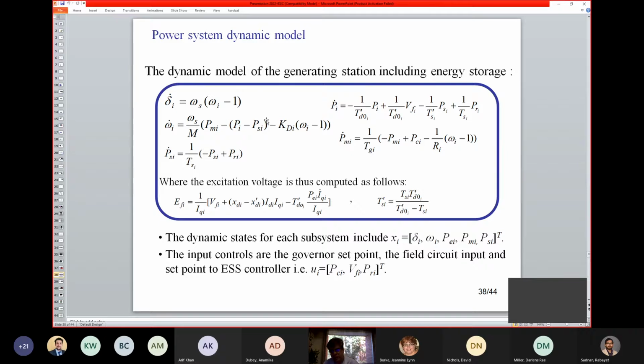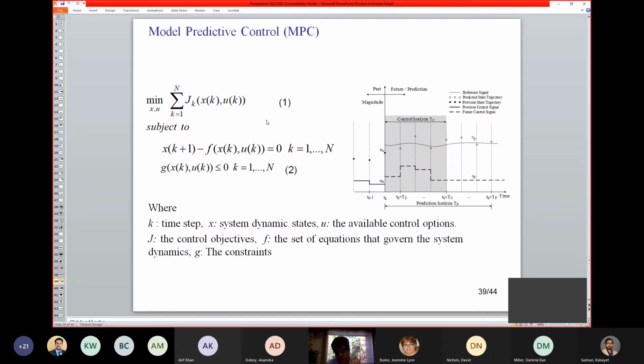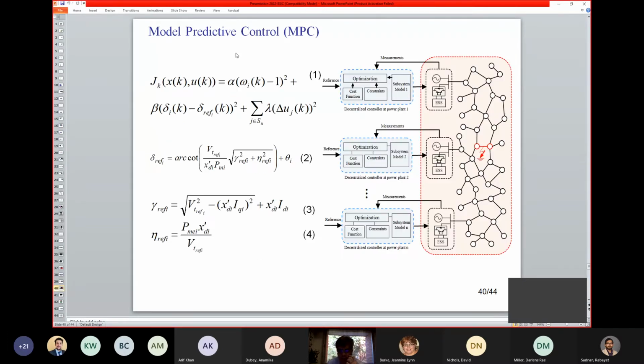Once you have the model, you can develop many different controllers. There we used an MPC type of controller, but again, you can use any other controller that you prefer. We developed the model predictive control approach, and the objective was interesting. The main objective, of course, was to make sure the synchronous generator remains synchronized to the grid.